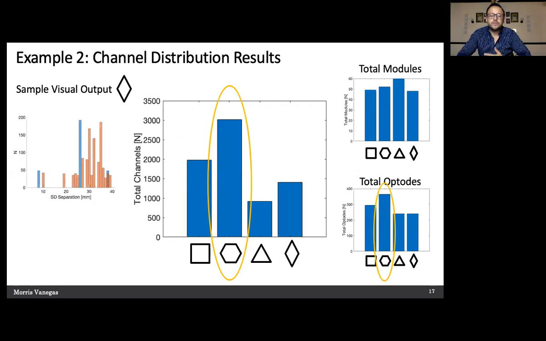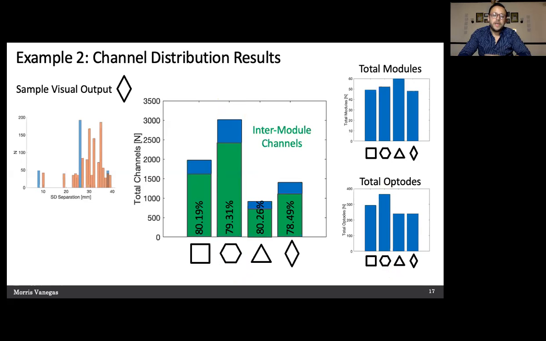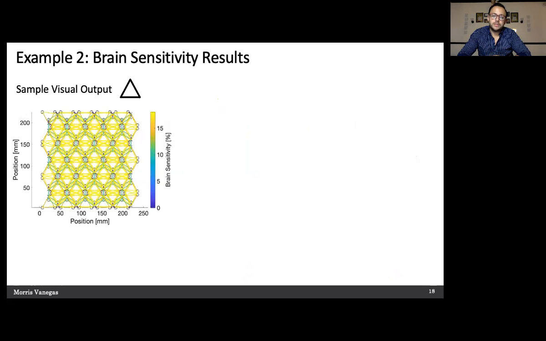utilized the highest number of total optos and the second highest number of total modules, which may increase a probe's total cost, especially if sensitive detectors are used in the design. The hexagon-based probe also resulted in the lowest percentage of total intermodule channels. A lower percentage of these motion-susceptible channels can be used as a marker of expected robustness of a probe's readings.